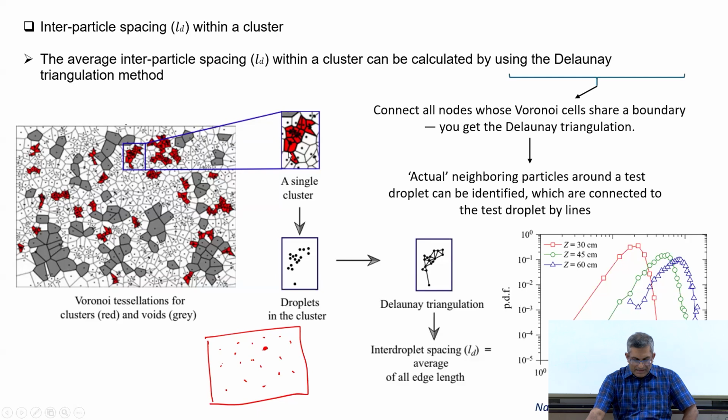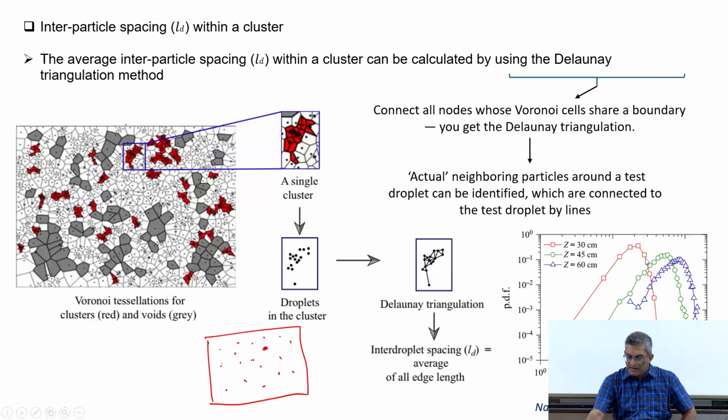For example, in this case, we have these droplets in the cluster, and through Delaunay triangulation, we can connect the particles to the nearest neighboring cells, and that is how we get these lines. If we average all these lines, we get one characteristic spacing. We can do this now for all the clusters that we have. And what is interesting is that we get a distribution.